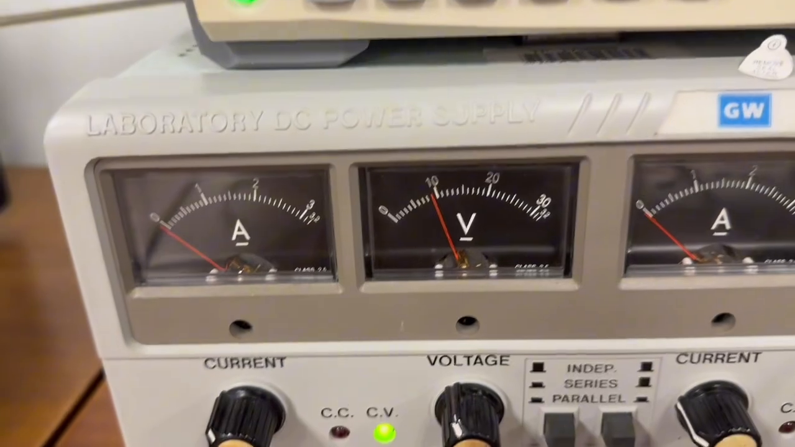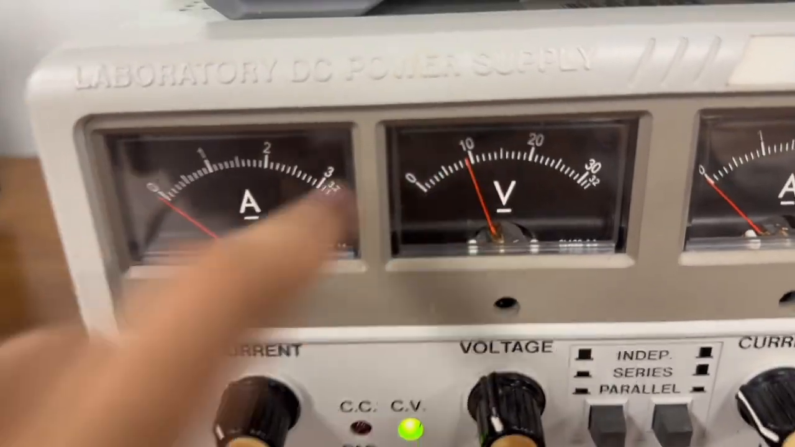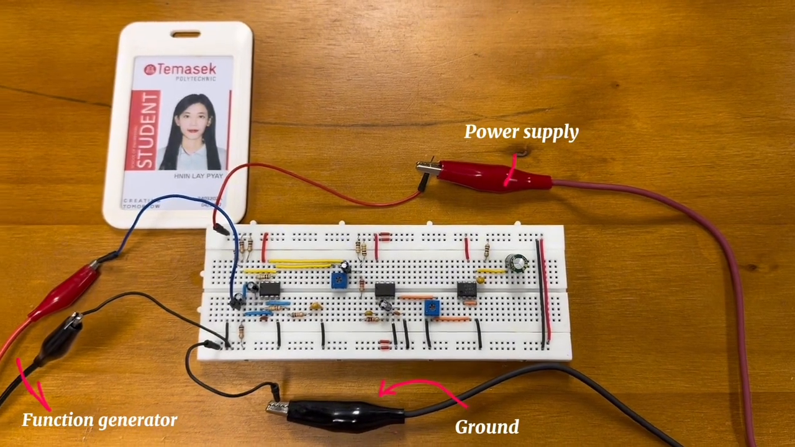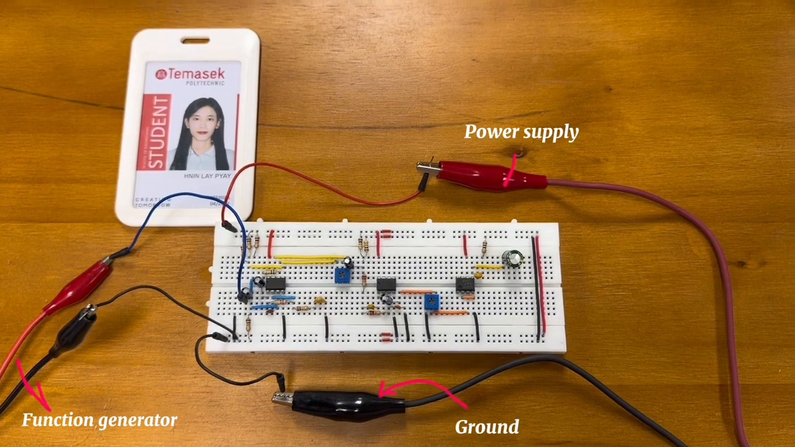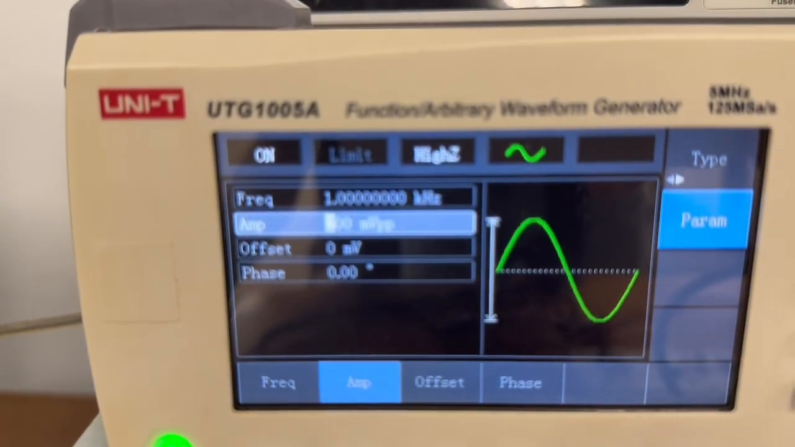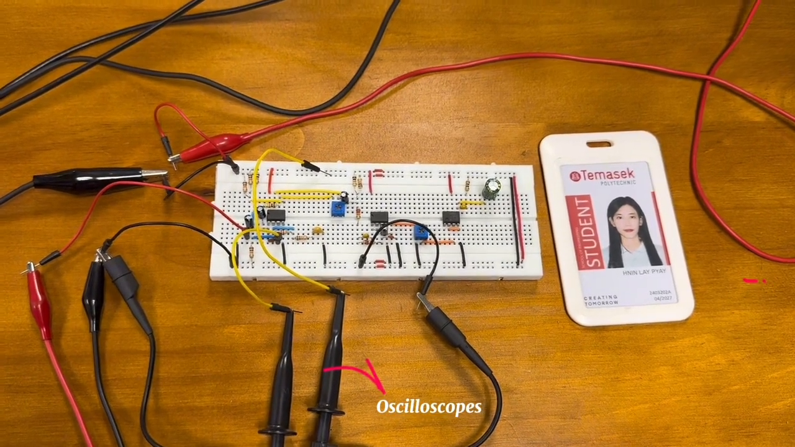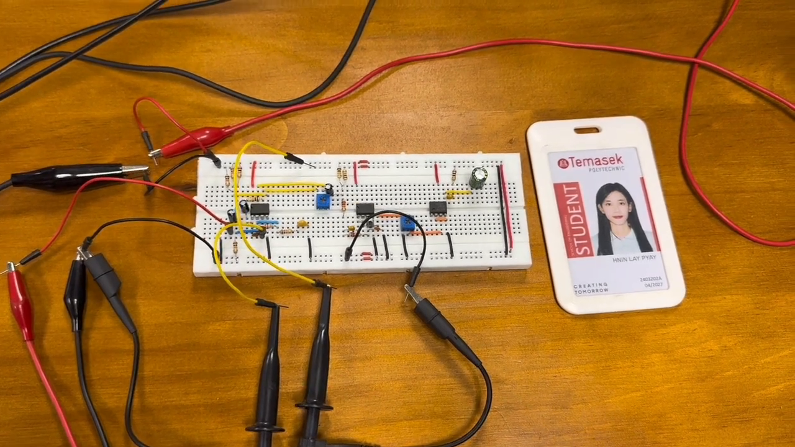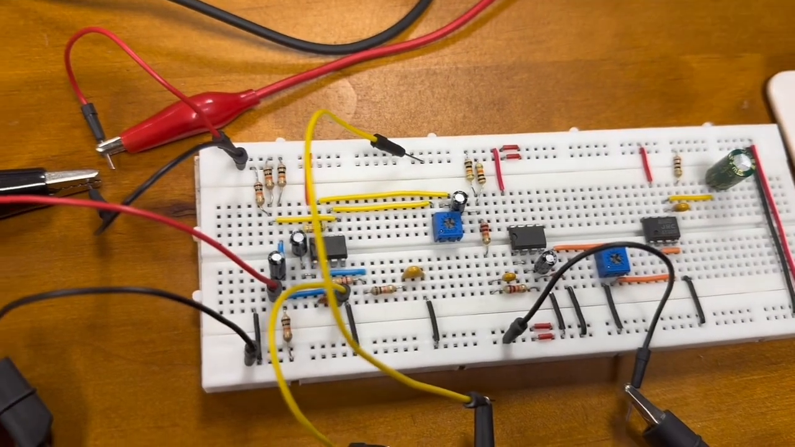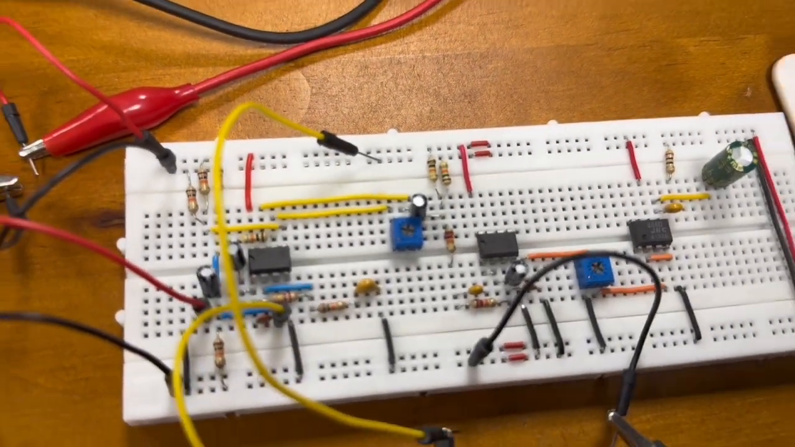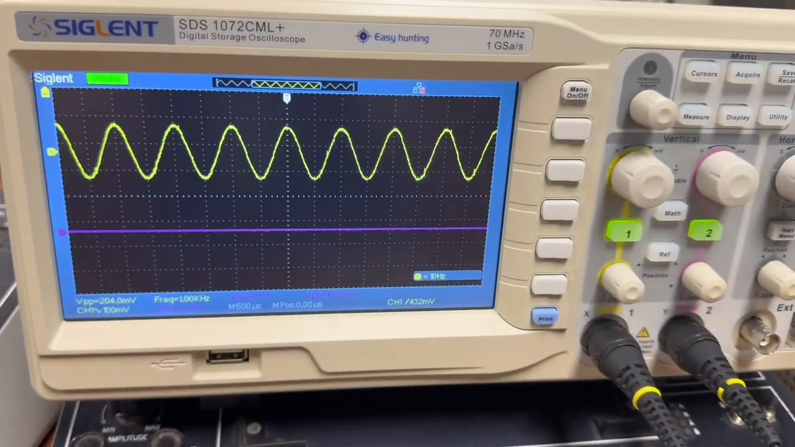To set up stage 1, first turn on the DC power supply to 9 volts and connect it to the circuit. The function generator needs to be set to a 1 kHz sine wave at 200 mV peak to peak. Then we connect channel 1 probe of the oscilloscope to the function generator. By placing the probe of channel 1 at TP1, we can see that the voltage is 200 mV peak to peak.